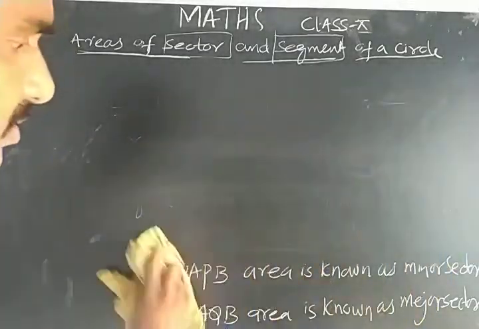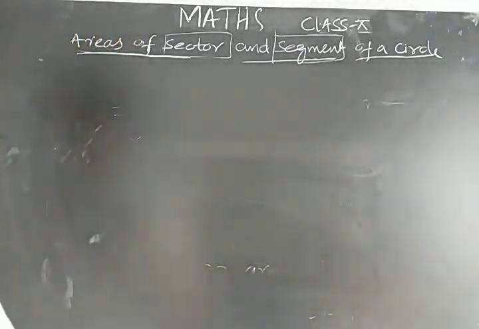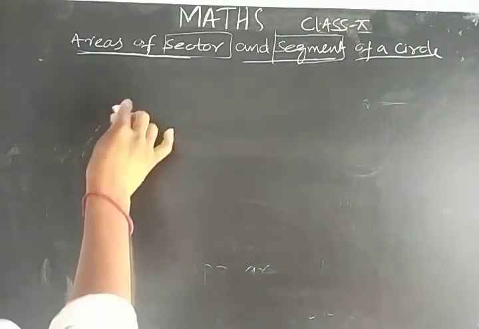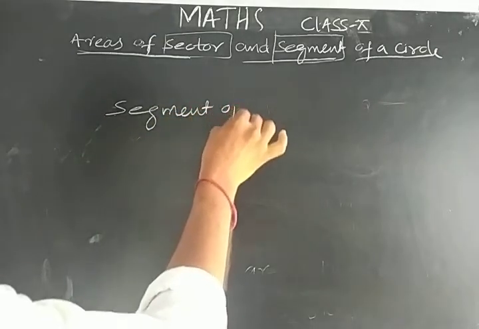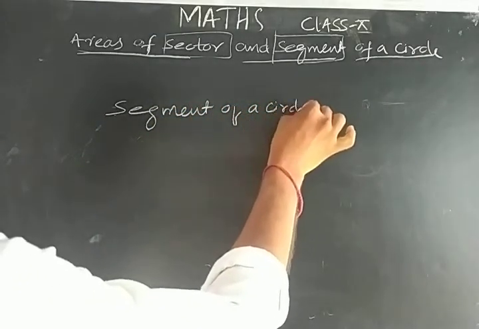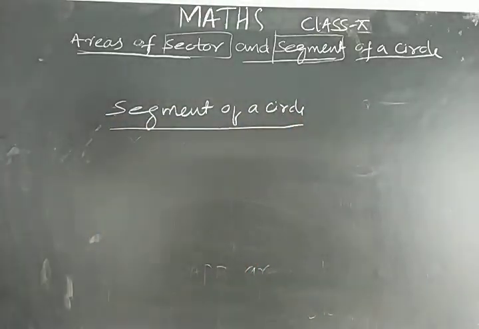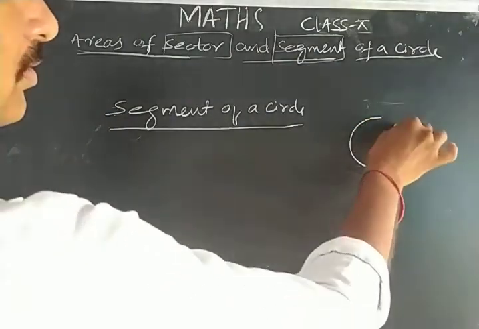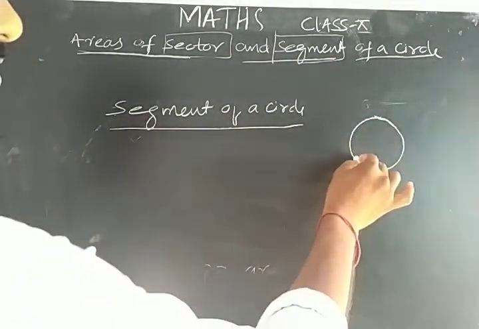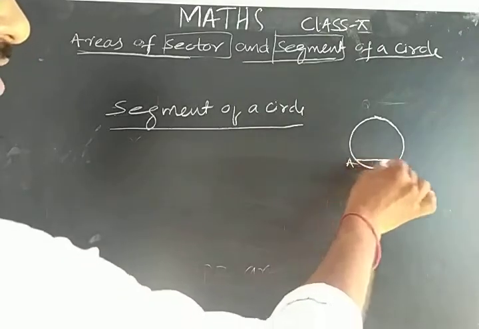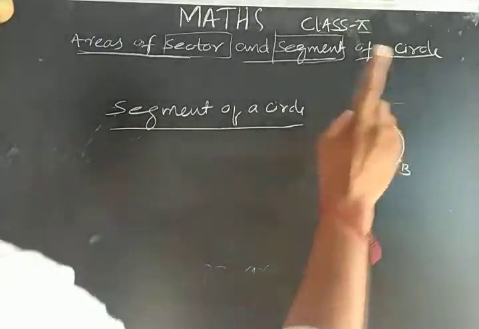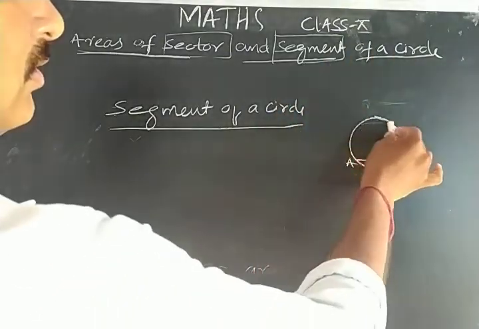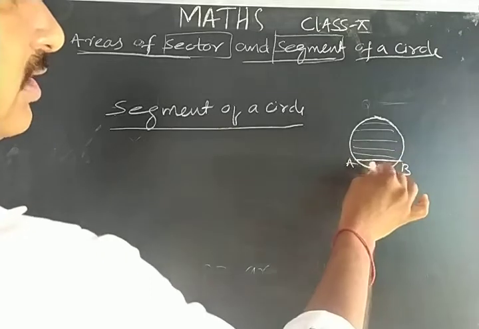Now let us discuss about segment of a circle. What is segment of a circle? Suppose I am taking one circle. I will take one chord of the circle. AB is the chord of a circle. See this, we know chord divides circle into two areas. One is larger area, another one is smaller area.